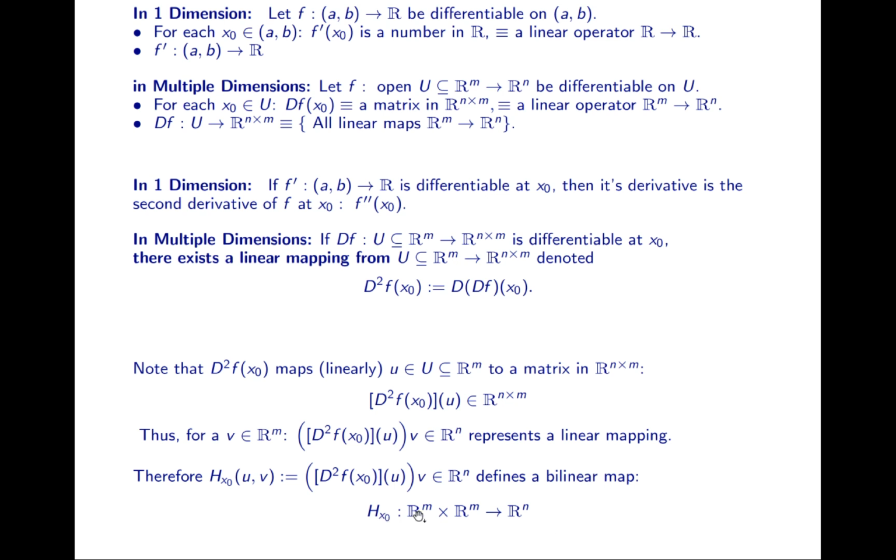So h takes a vector in Rm and another vector in Rm and maps it to a vector in Rn. Now note the set of linear maps from Rm by Rm to Rn is equivalent to all n by m by m matrices, three-dimensional matrices. You might also call these tensors. Again, given a basis for my space.